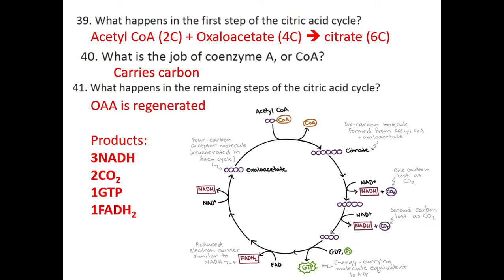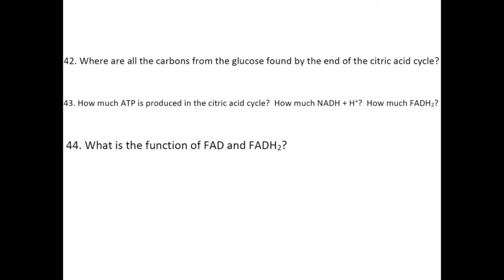All right, so you can answer question number 42 now, right? Where are all the carbons from glucose found by the end of the citric acid cycle? They are all in CO2. So 2 CO2 for 1 acetyl-CoA, and the acetyl-CoA is also from glycolysis and originally from glucose. So they will all become CO2.